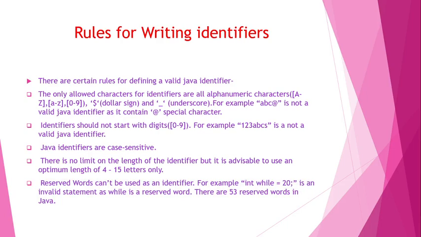And hence we can't use any reserved words as an identifier, because reserved words are the keywords which have some specific meaning and we can't use it for our purpose. For example, int while = 20. Here the variable name is while, which is a keyword, so we can't use here as a variable name.